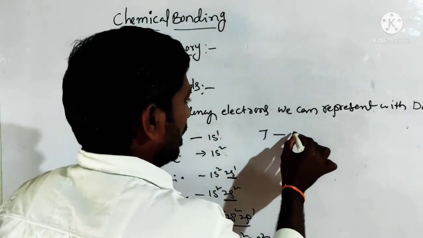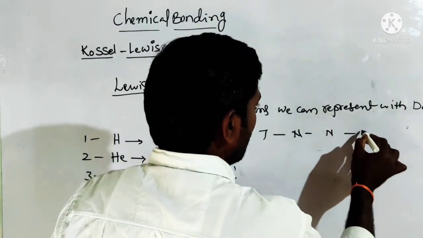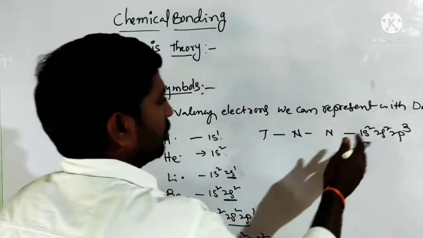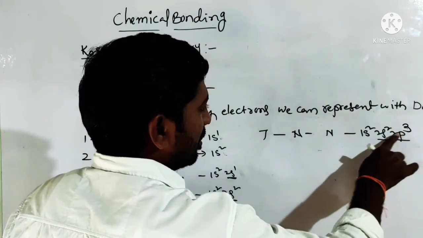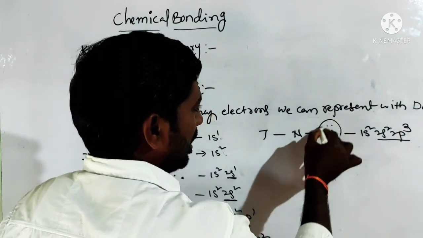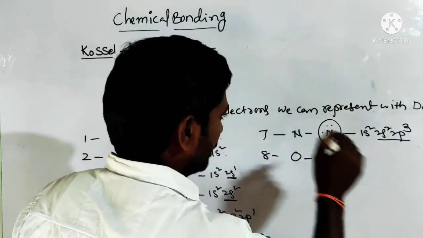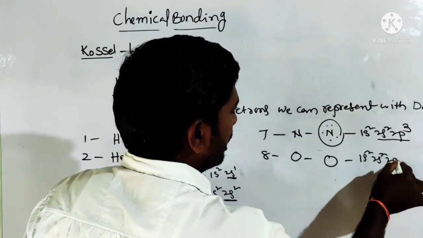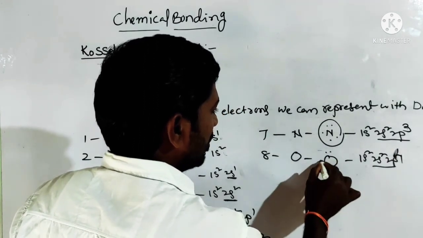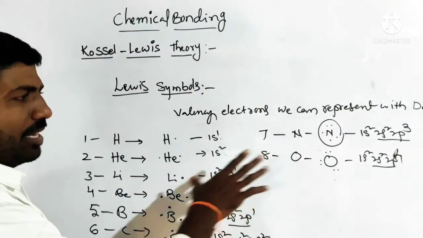Next, the seventh element, nitrogen, N. Electronic configuration 1s2, 2s2, 2p3. The second shell is the valency shell. Valency electrons 2 plus 3, 5. So 1, 2, 3, 4, 5. This is the Lewis notation. Next, the eighth one, oxygen, O. 1s2, 2s2, 2p4. So total 4 plus 2, 6 valence electrons. 1, 2, 3, 4, 5, 6. That is the Lewis symbol, the Lewis dot structures of some elements.